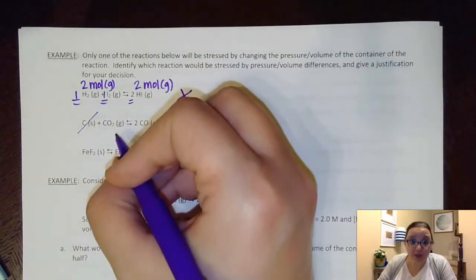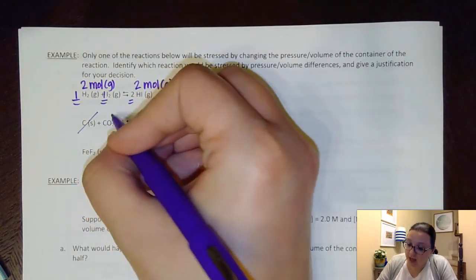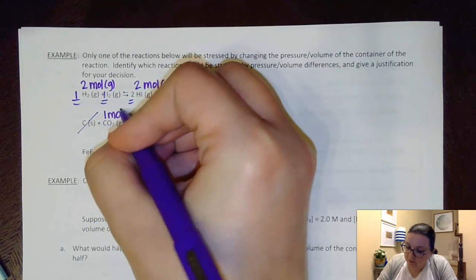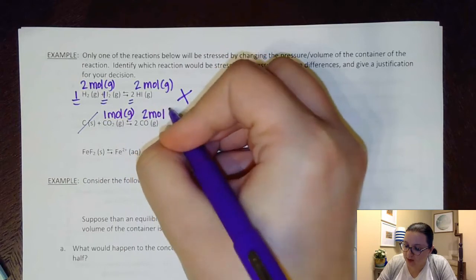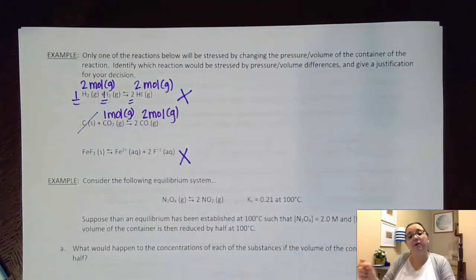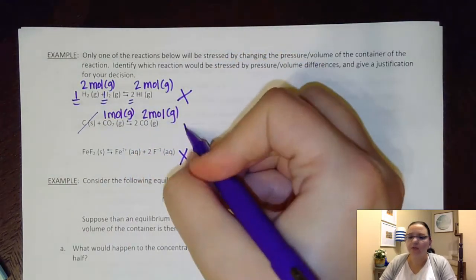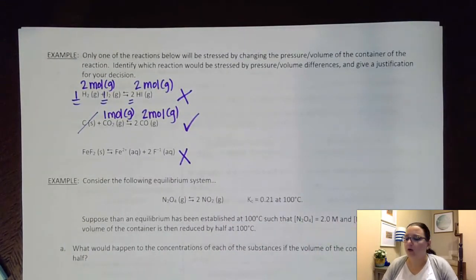So if I look at just the gases here, I notice I have 1 mole of gas on the reactant side and 2 moles of gas on the product side. So this one actually does have a different number of moles of gas on either side. So this one would have been our winner chicken dinner there. That's the one that would have been affected by pressure volume differences. So again, if you're ever asked a question like this, you're looking for one that actually has gases in it and one where the number of moles of gas are not equal on either side.